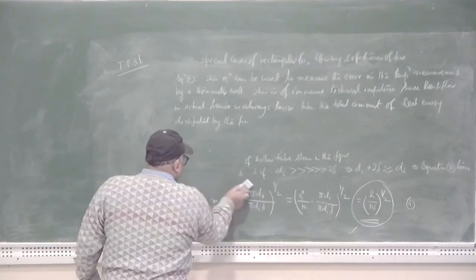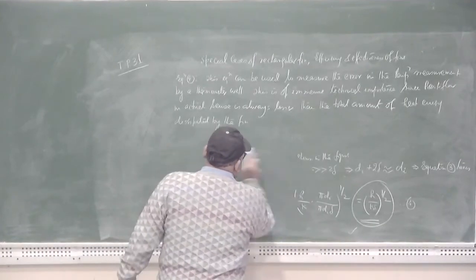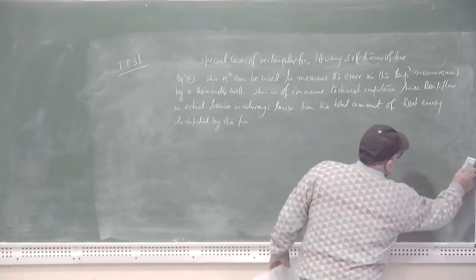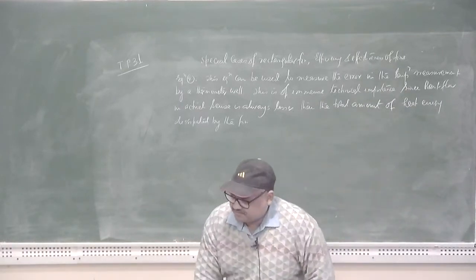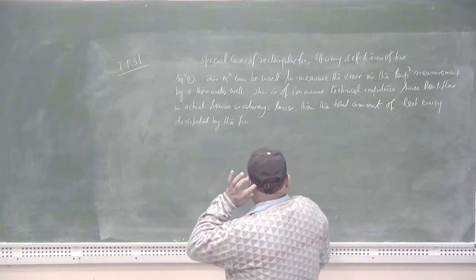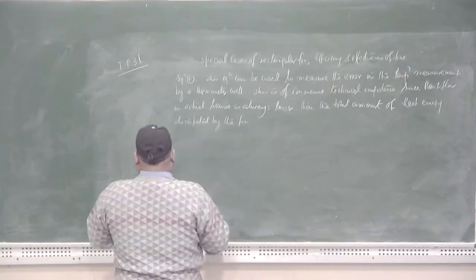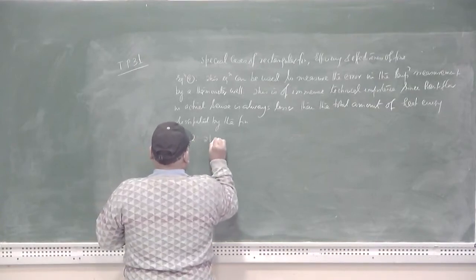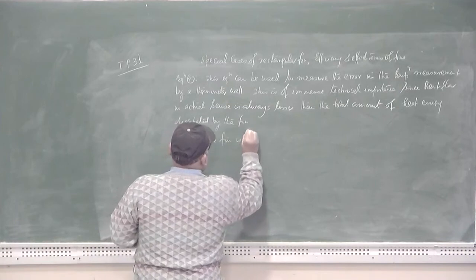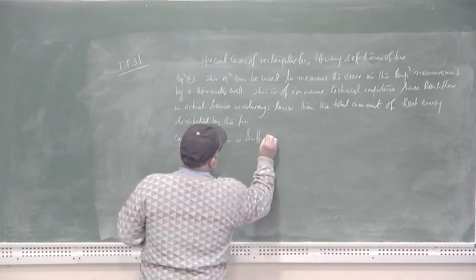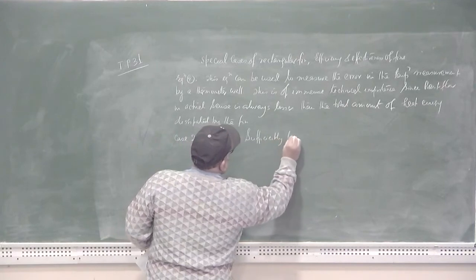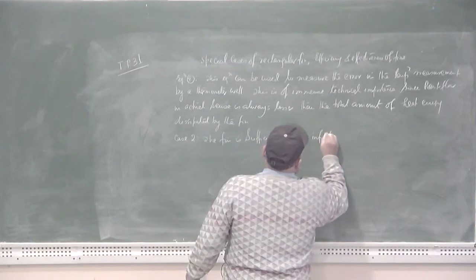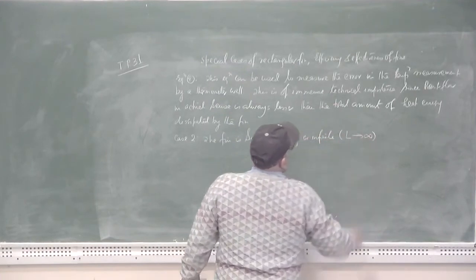Now, let us come to the second case. The length of the fin is very, very long or infinite. Let us try to discuss the second case, case number 2: the fin is sufficiently long or infinite. What does it mean? That is, L tends to infinity.